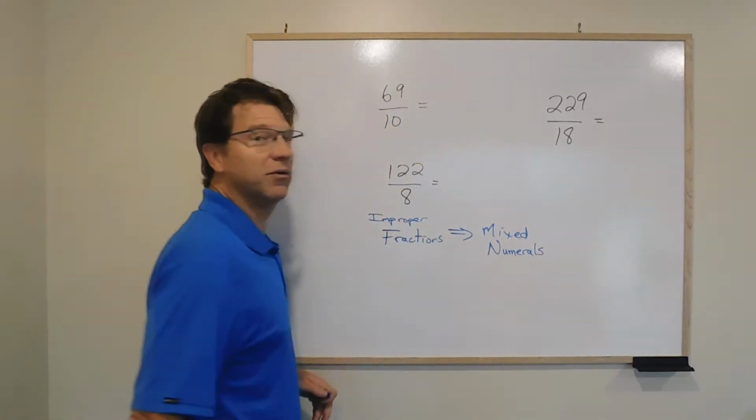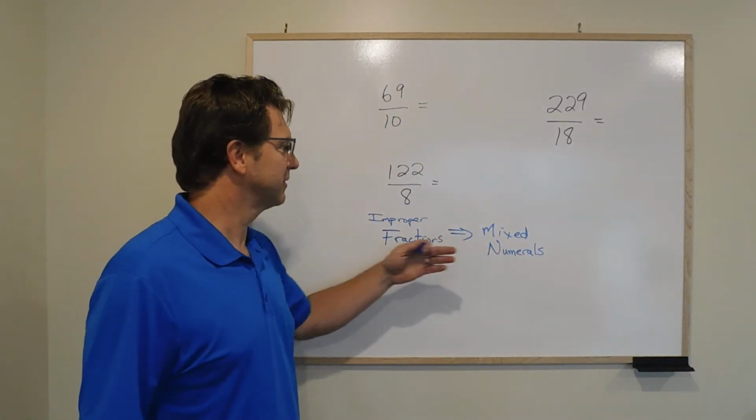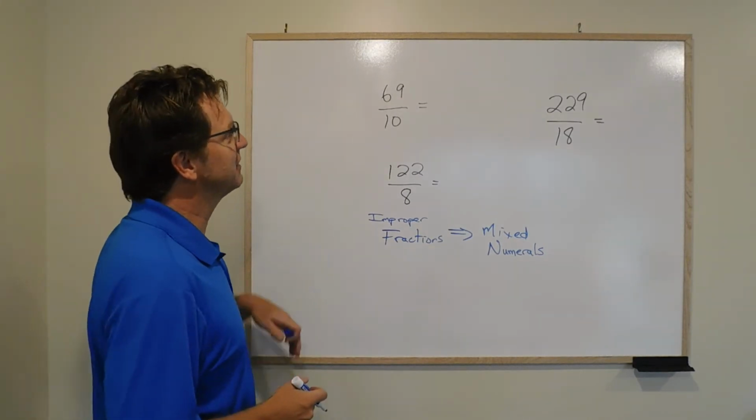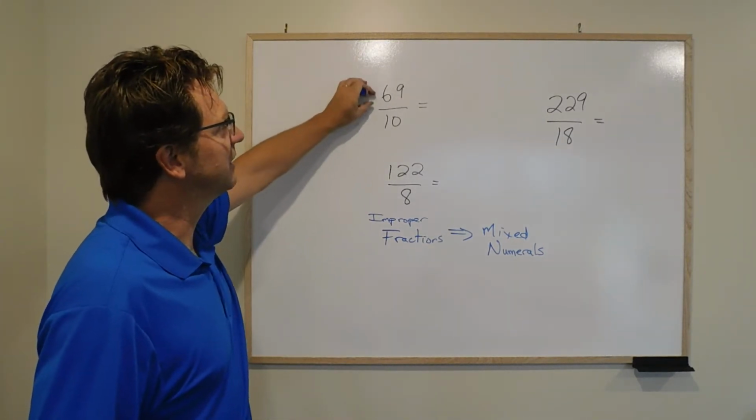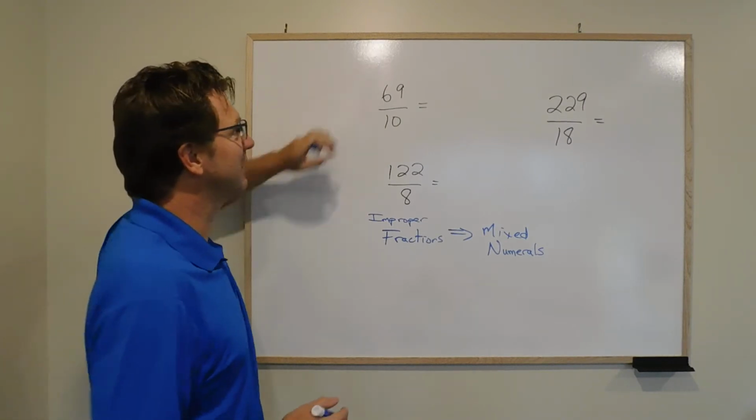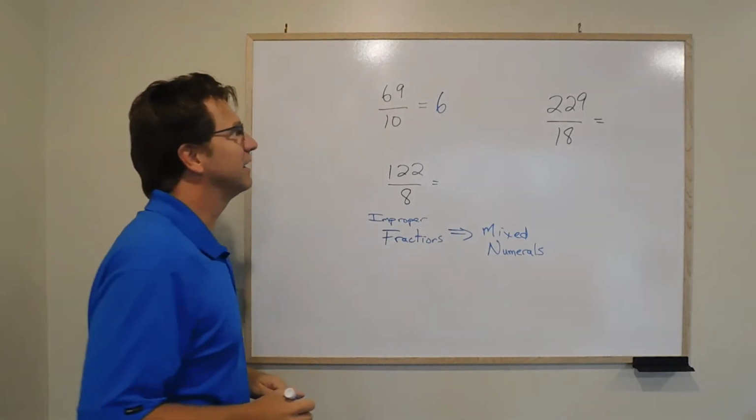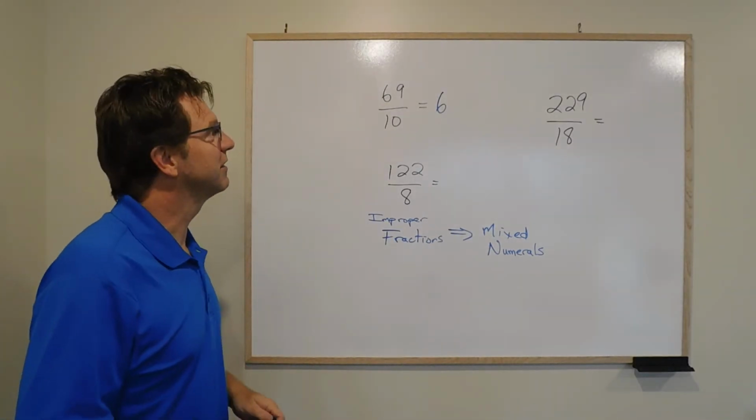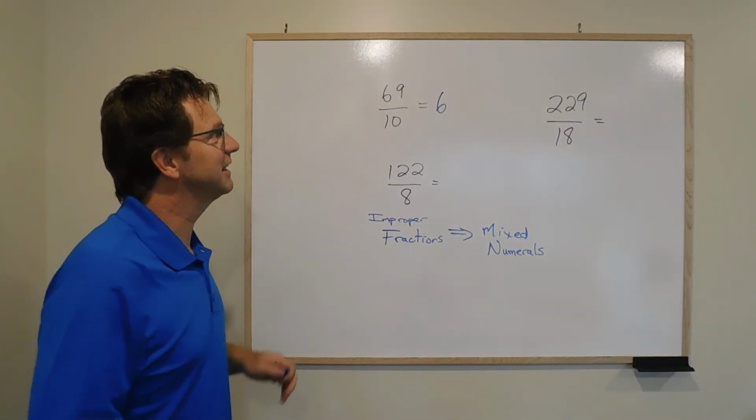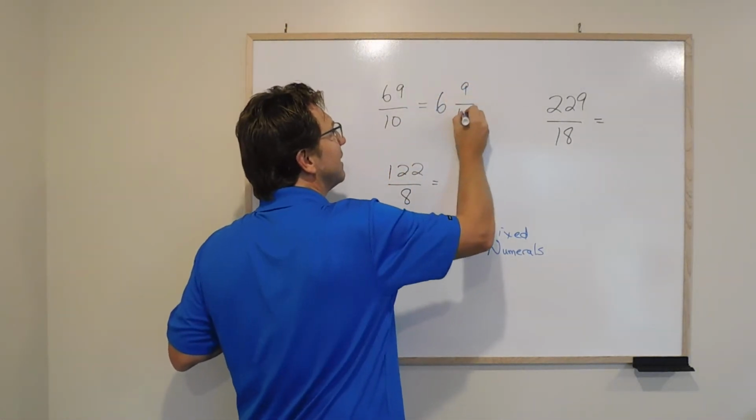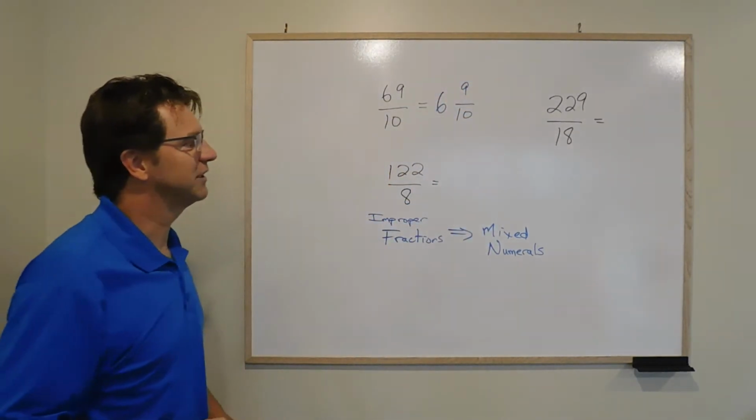Now in the other video we went the other way. We took mixed numerals and converted them to improper fractions. In this case we have to say, how many times does 10 go into 69? Well, 10 goes into 69 6 times, right? And what's left over? Well, 10 times 6 is 60. What's left over is 9. So it'd be 6 and 9 tenths. Okay? 6 and 9 tenths.